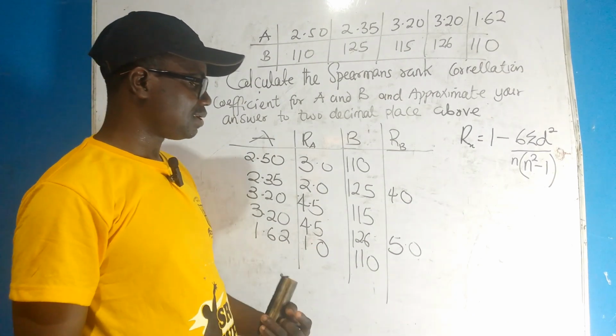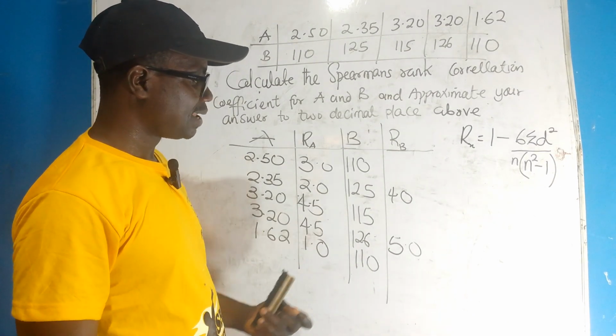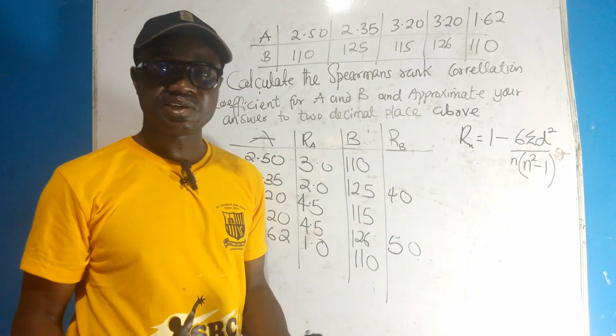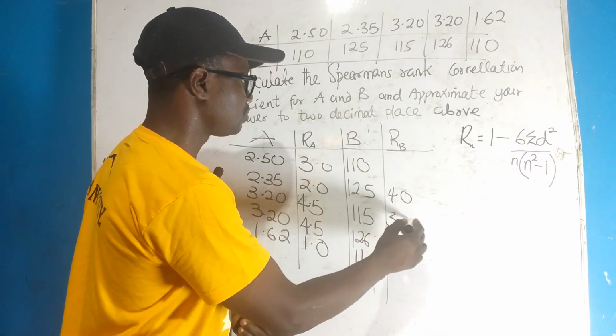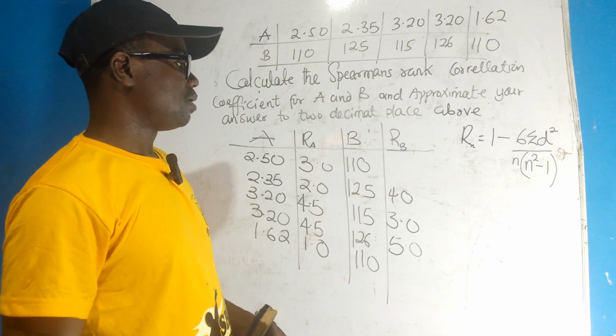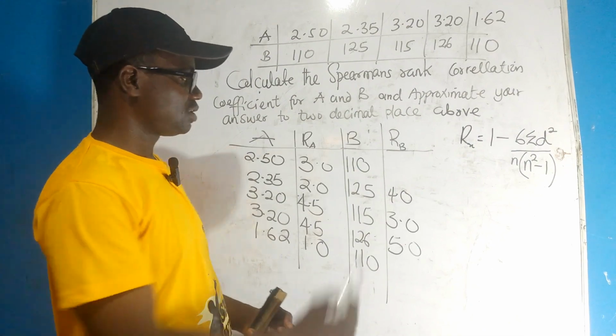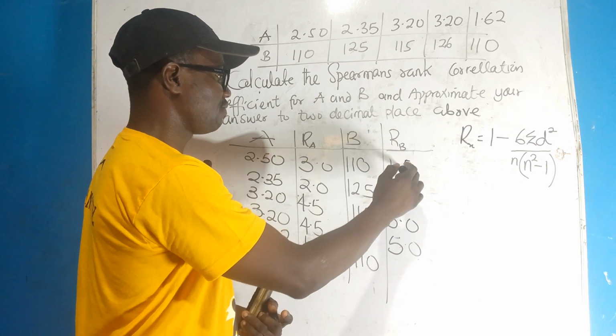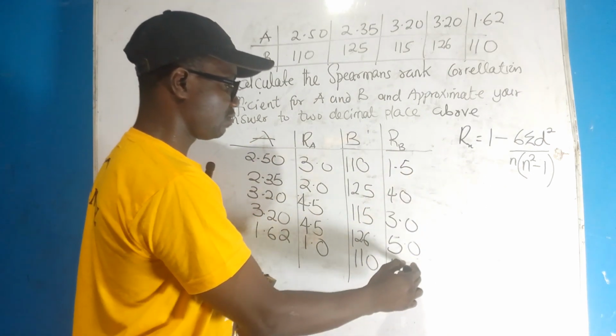Now the next one is 115. Let's take the third position. Now the first and the second position is taken by these two, so we need to share among them 1.5, the 1.5.